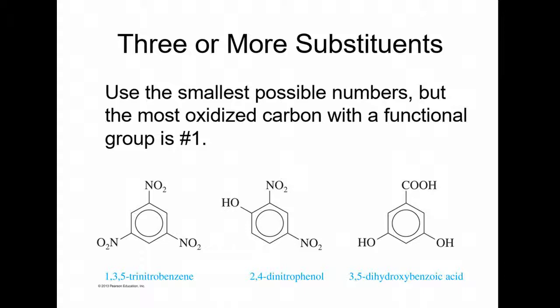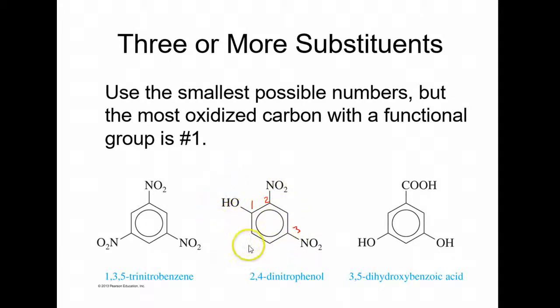Use the smallest numbering possible. But the most oxidized carbon with a functional group is your number 1. So how does that work? My lowest numbering in this case would be here, 1, 2, 3. And the number 1 carbon in this case is the phenol. What this means, the most oxidized, means the carbon that's attached to the most oxygens. Or actually, better, the group that has the most oxygen. So in this case, this happens to be our parent compound.